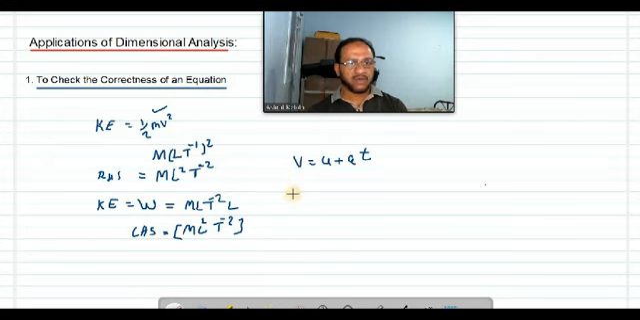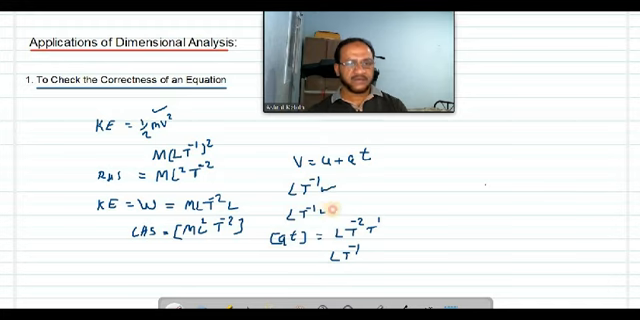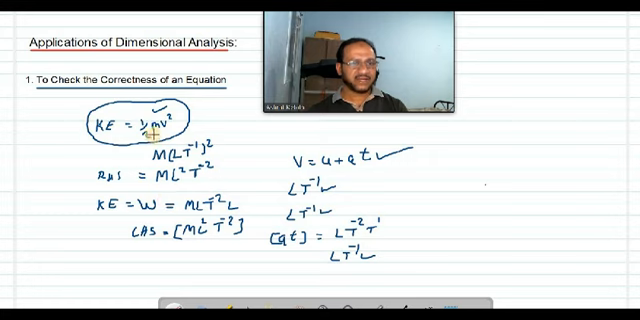What is the dimension of velocity? u also is initial velocity, that also is L t raised to minus 1. For at, the dimension we can write: acceleration is L t raised to minus 2 into t, time is only t. So t raised to minus 2 and t raised to 1 combine, becoming L t raised to minus 1. So we have the same dimension for the LHS and RHS, the first term and second term, all are the same dimension. So it is dimensionally correct. K is equal to half mv square, and we found it is correct.